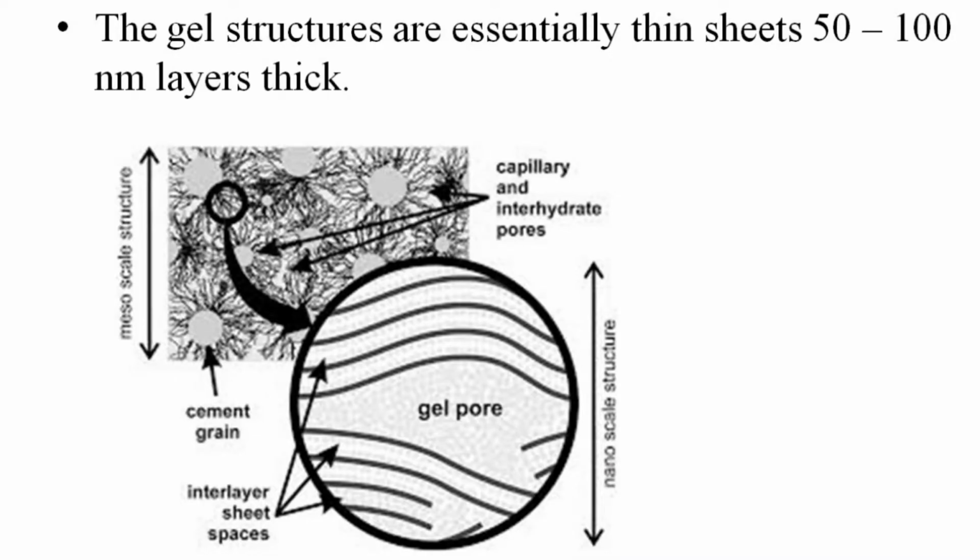The gel structures will be in the form of thin sheets, 50 to 100 nanometers thick, and I will show you how the CSH sheets will be. And this is about what we are seeing for CSH gel.